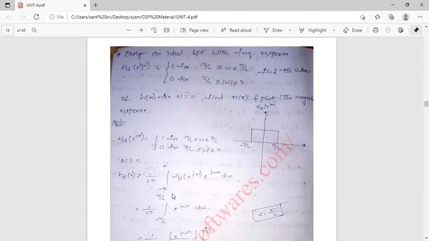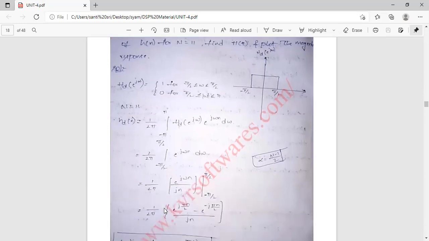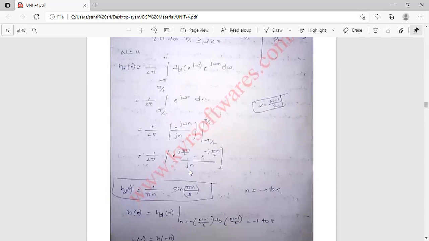So it is 1 by 2 pi integral minus pi by 2 to plus pi by 2. Hd of e power j omega value is 1 from minus pi by 2 to plus pi by 2, so that's why the limits are minus pi by 2 to plus pi by 2. So e power j omega n into d omega. Okay, Hd of e power j omega is 1, right? So we are applying the limits here. So 1 by 2 pi into e power j omega n by j n with limits minus pi by 2 to pi by 2, which is equal to 1 by 2 pi into e power j n pi by 2.